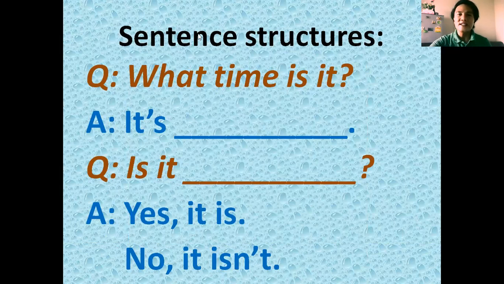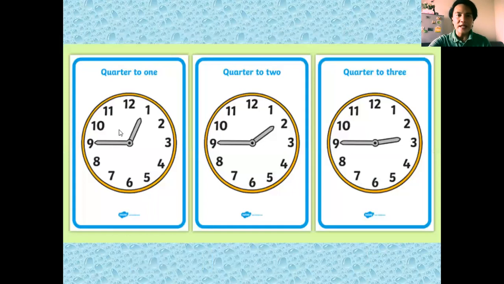Now for our sentence structures. If I ask you the question, what time is it? Your answer will be, it's blank. For example, in this clock, if I ask you, what time is it? Your answer will be, it's quarter to 1.